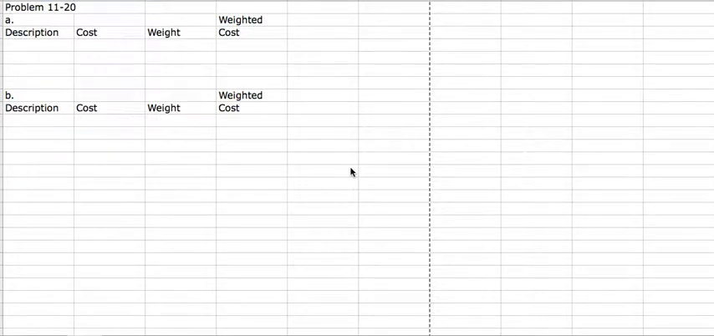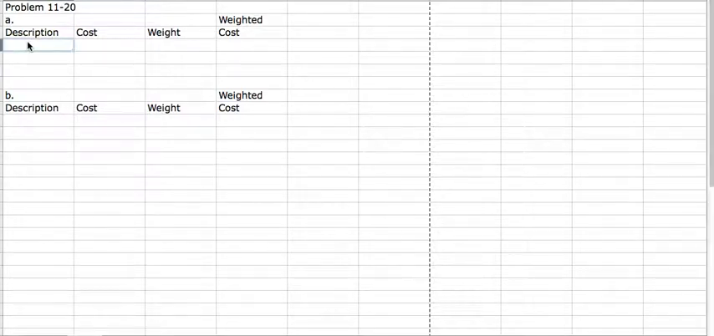Okay, let's take a look at problem 1120. We're taking a look at a couple of different potential capital structures. Evans Technology has the following capital structure: 40% debt, 60% common equity. The after-tax cost of debt is 6% and the cost of common equity in the form of retained earnings is 13%. What is the firm's weighted average cost of capital?